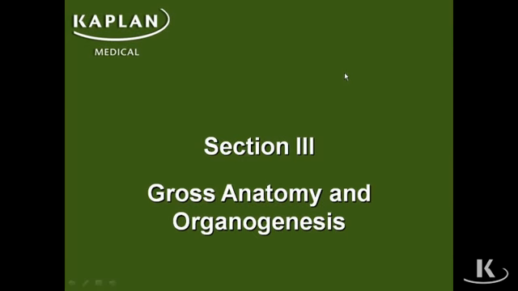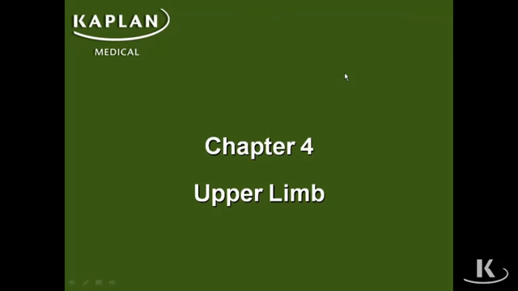We'll continue our review of gross anatomy now with a discussion of the upper limb. Now, the topics that are important for us to discuss with regard to preparation for the USMLE for the upper limb are primarily the neuromuscular components of the upper limb.